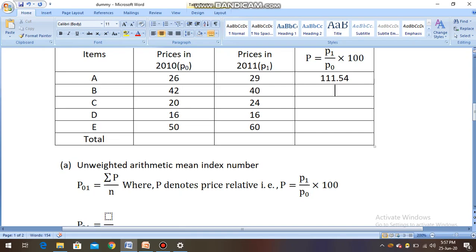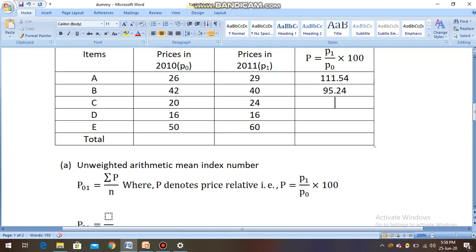Therefore, your index number should be less than 100. But here the value is increasing, so it should be above 100. We shall check whether we will actually get below 100. Here P1 is 40, P0 is 42. So 40 by 42 into 100. Do the calculation simultaneously, 95.24. Then for the item C, P1 is 24, P0 is 20.